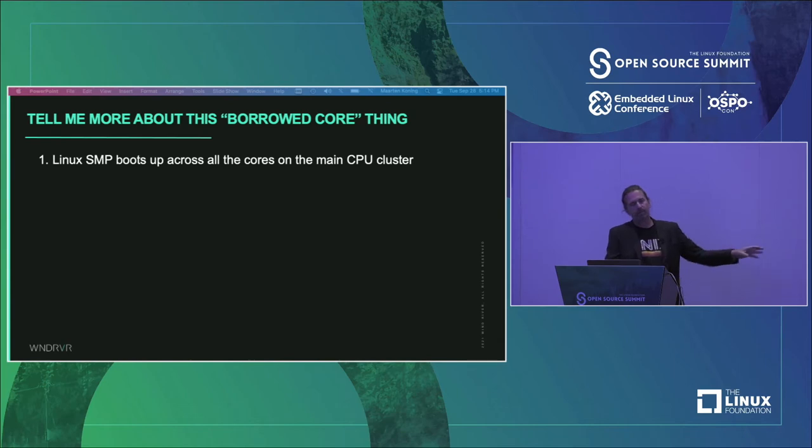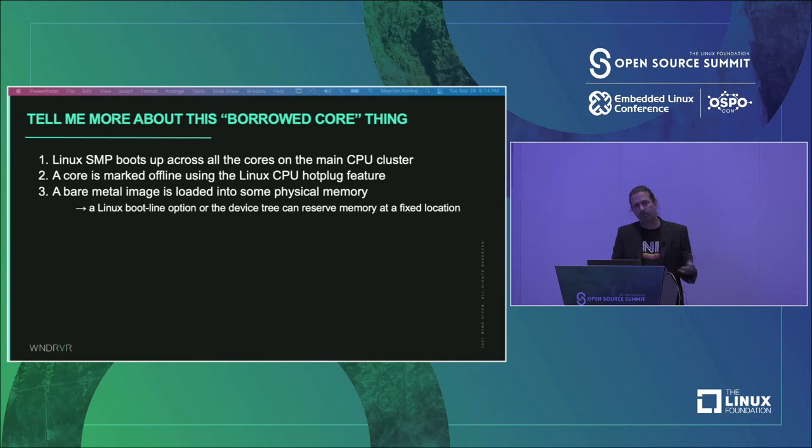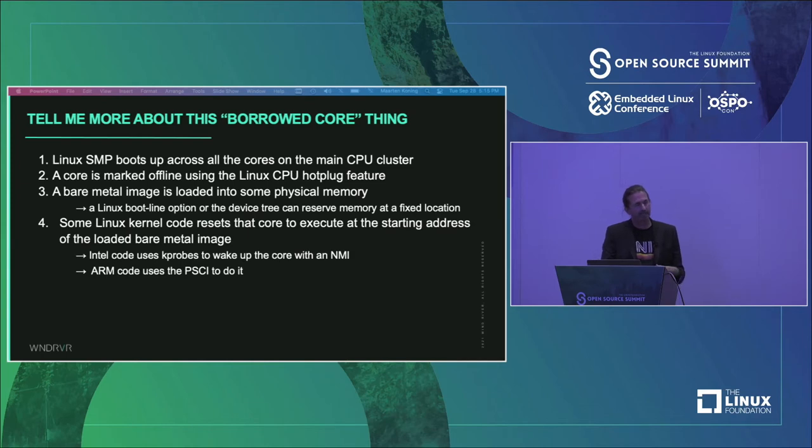Basically, you can boot up Linux across all the cores. You can use CPU hot plug to take a core away from Linux. And then you load a bare metal image into some memory that core has access to. And you can use some technique, architecture independent. You know, on Intel, we've been using K-probes. On ARM, you can use PSCI to activate the core at the entry point of that image.